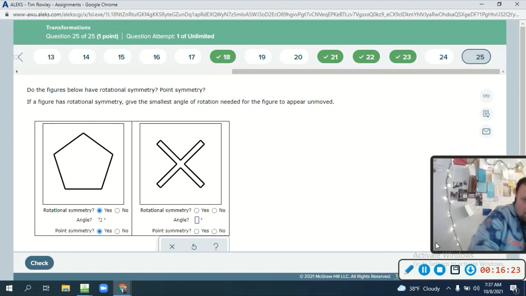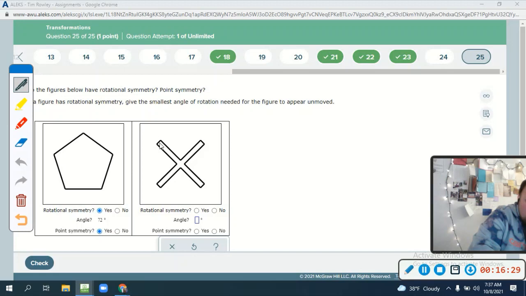Does it have point symmetry? Well, let's find out. Let me get my little thing. I'm going to actually connect these right here. Kind of connect into a box, don't they? And let's see. Those are almost like my lines to the center. So if it's a four-sided figure, what's 360 divided by 4? It equals 90 degrees. Boom. So yeah, that has rotational symmetry because if I rotate it 90 degrees, it's going to line up on itself.